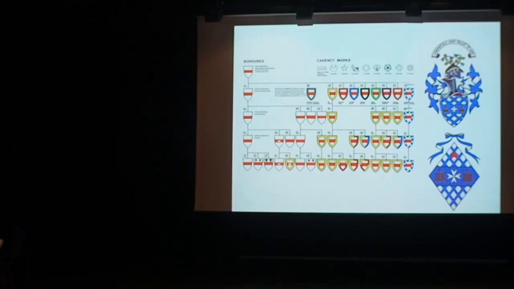And that means that for an experienced herald, I will look at a coat of arms and say, that person must be descended from a second son of a fourth son of a third son, because of the cadency marks that are there, and they are applied in a distinct order. So you look at them and can work out where everybody ties in.